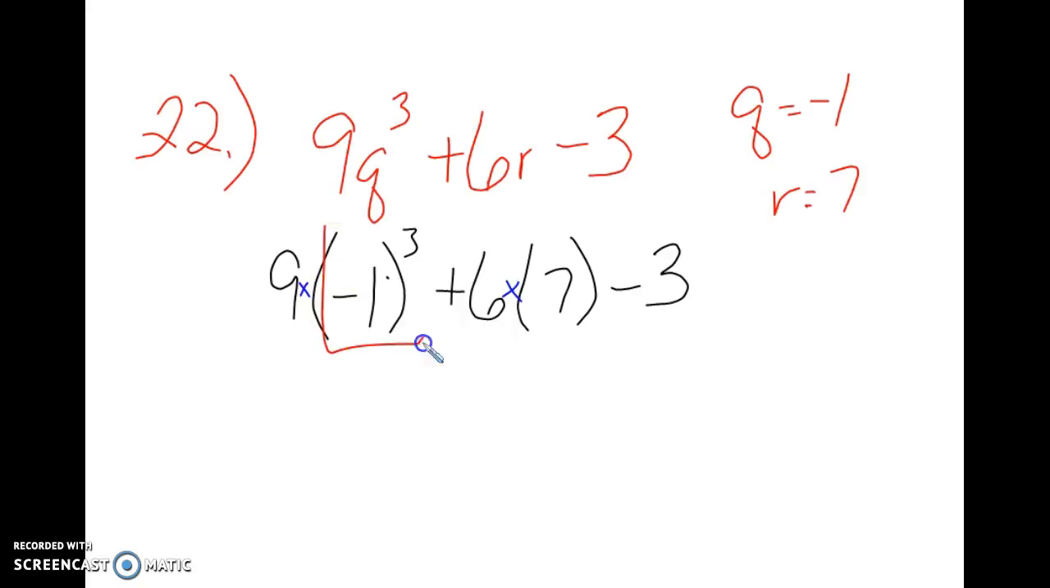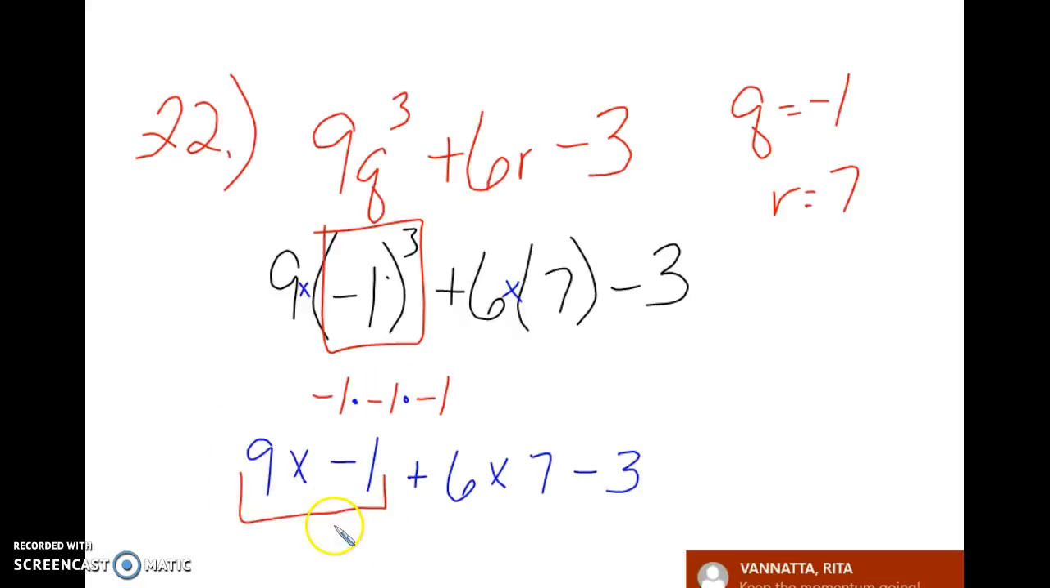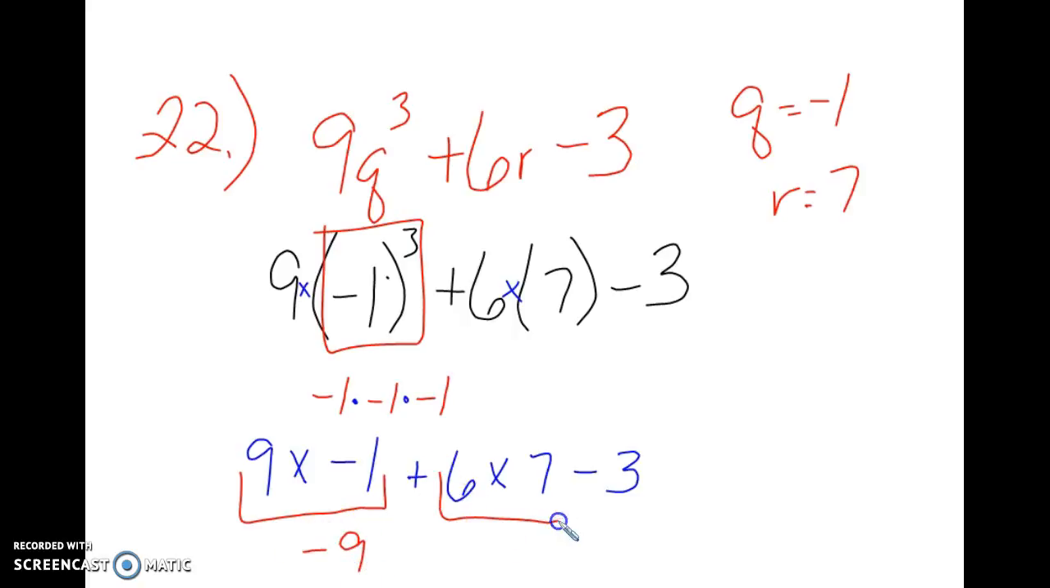Parentheses. What's negative 1 cubed? 1. Careful. 3 negative 1s, multiplying them together. Negative what? Negative 1. Okay? And then we'll copy everything else down. Multiplication and division from left to right. 9 times negative 1. Negative 9, thank you. And 6 times 7. The addition sign falls down. 42, thank you.